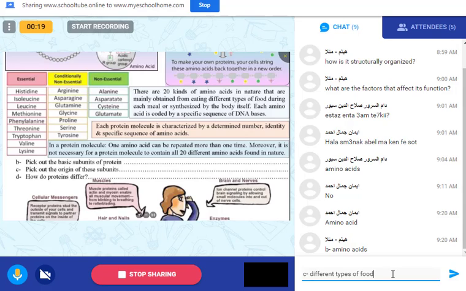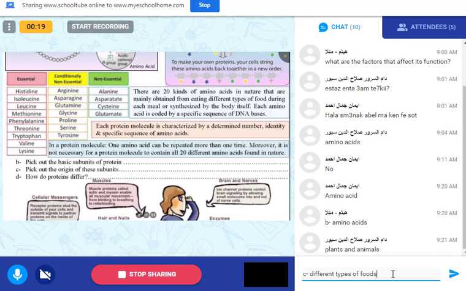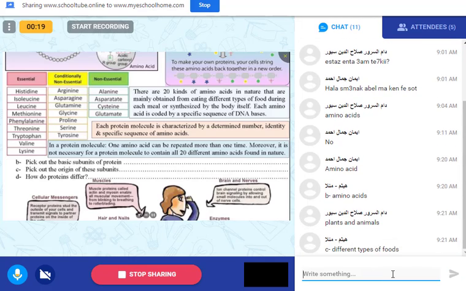Okay, where do we get these amino acids from? Plants and animals, exactly. So the food, the different types of food from plants and animals. Now, how do proteins differ from each other?